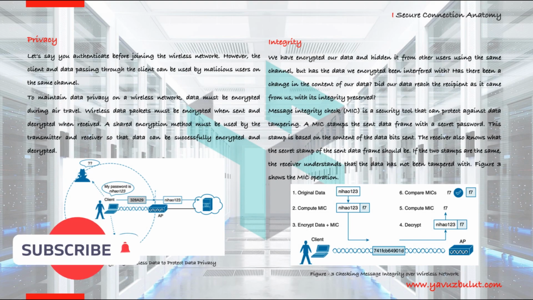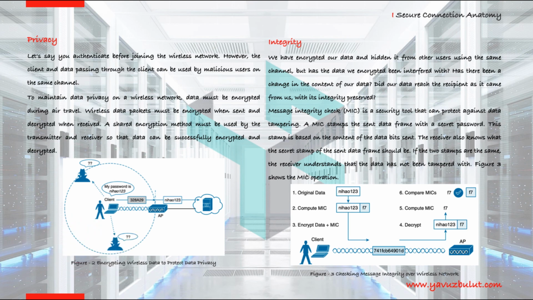On this page, let's first talk about message privacy. Let's assume that we authenticate before joining a wireless network, but the client and the data that passes through the client can still be used by malicious users on the same channel. In a wireless network, data must be encrypted as it travels through the air to protect data privacy, and decrypted when it is received. An encryption method shared by the transmitter and receiver must be used so that the data is encrypted at the sender and can be decrypted. This figure shows how data is encrypted on a wireless network to protect data privacy.